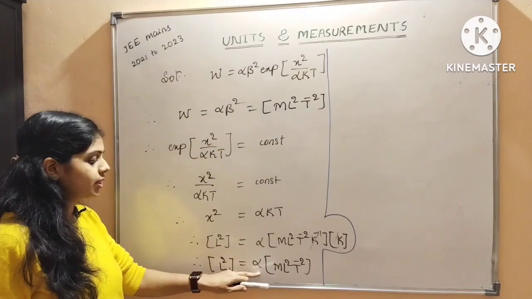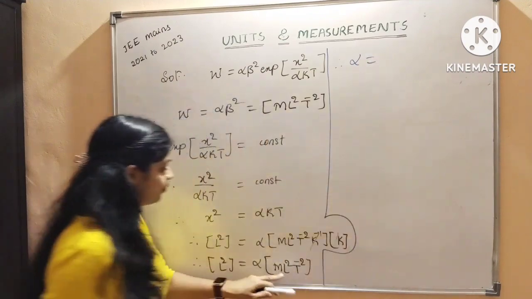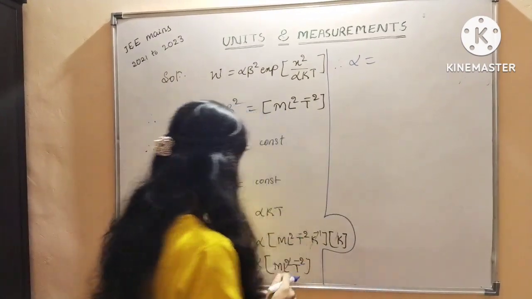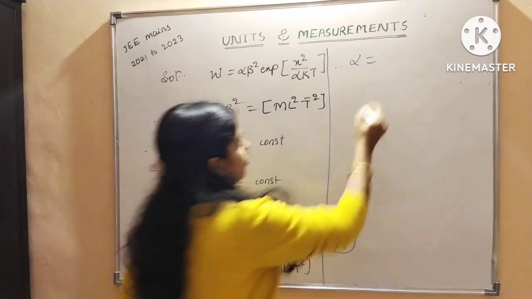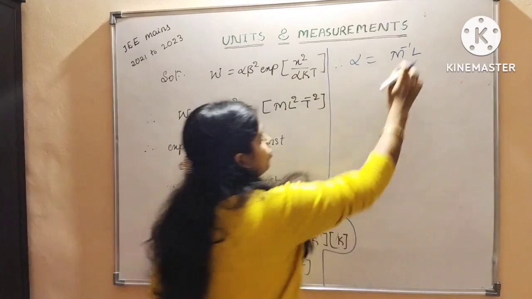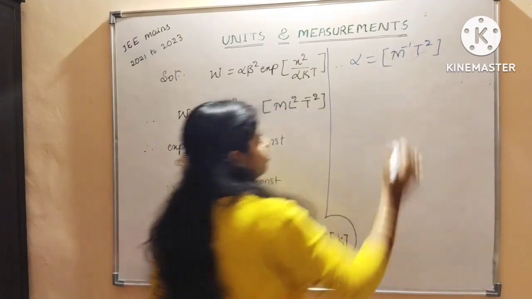Next, we have to find the dimension of alpha here. Therefore, alpha equal to, here L square cancels, remaining is m power minus 1 t power 2. This is the dimension of alpha.